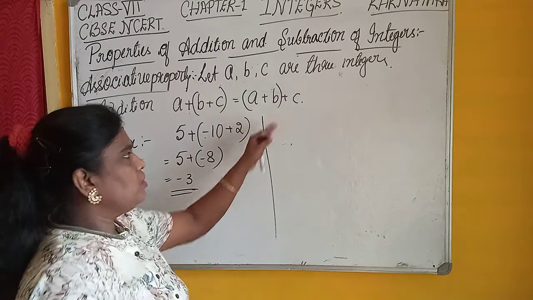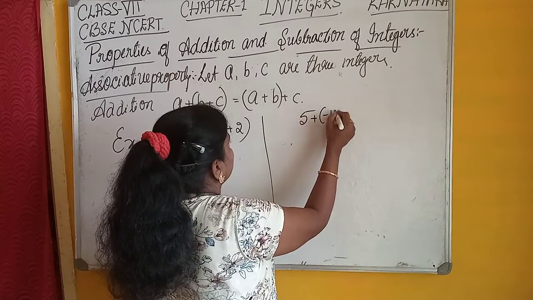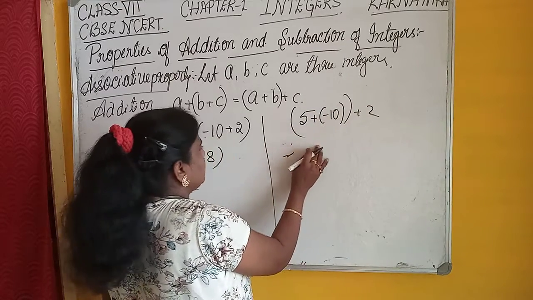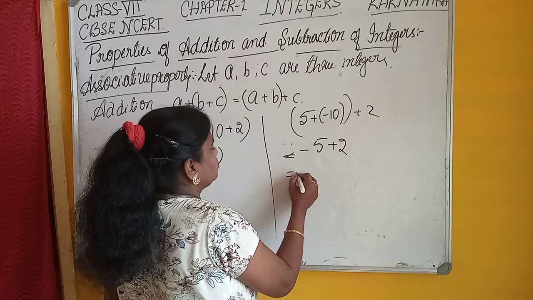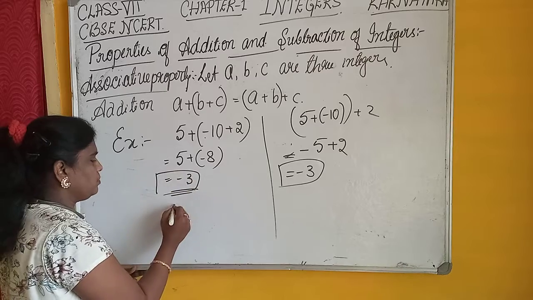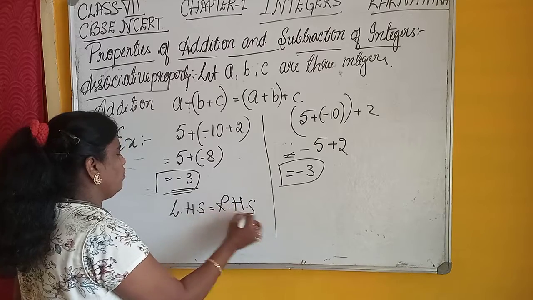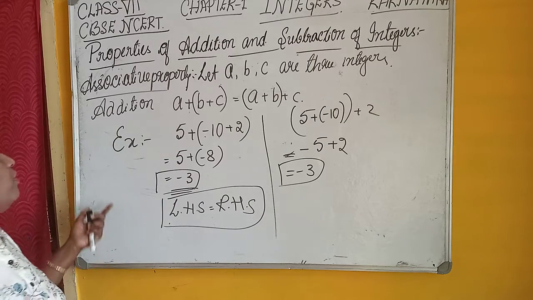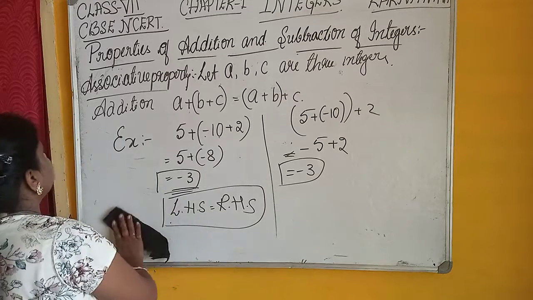Then solve for the other side. (5 plus of minus 10) plus 2 is minus 5 plus 2, and here also we got minus 3. Therefore, LHS is equal to RHS. Therefore, the associative property holds for addition of the integers. Okay, let us move on to our next property.